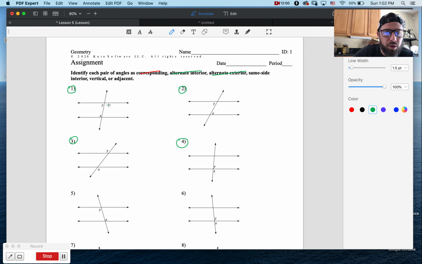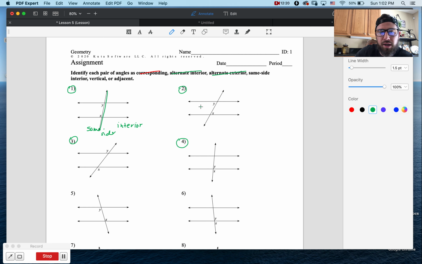All right, let's do it. So these guys, they're both on the inside of the parallel lines, so I know it's going to be interior. And they're on the same side of the transversal. See how they're both on the left side? So it's going to be same side interior.